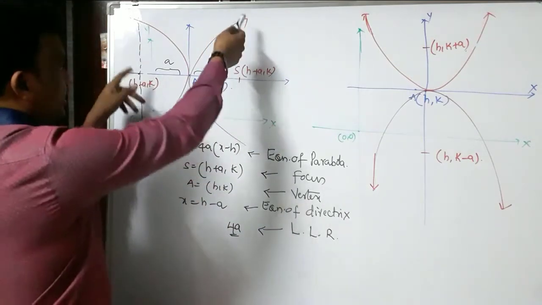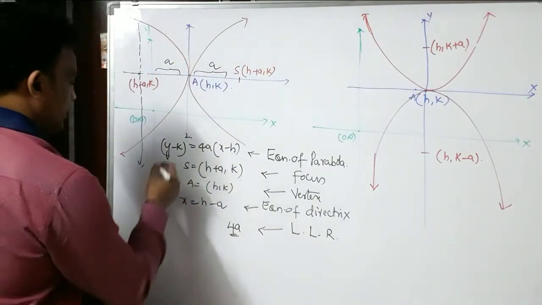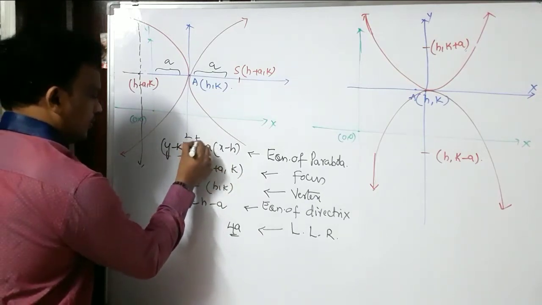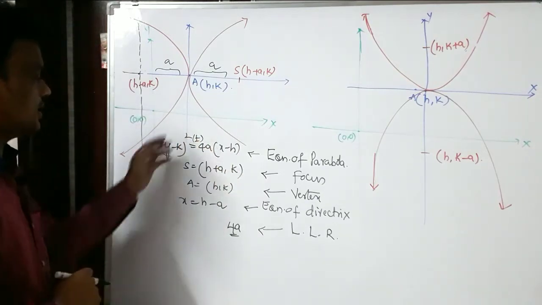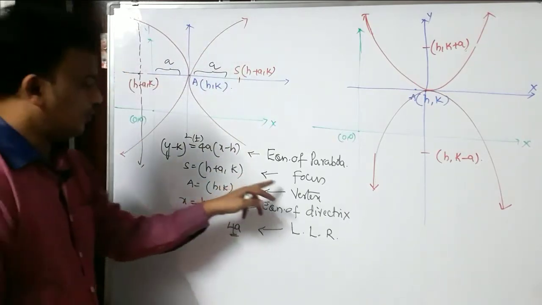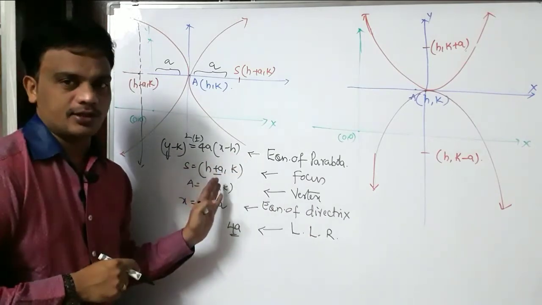So combinedly I am writing both the equations. y minus k whole square is equal to plus or minus 4a. This is plus 4a and this will be minus 4a. What is the focus? h plus or minus a comma k. I think you will get my point.